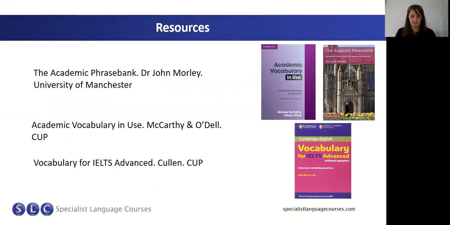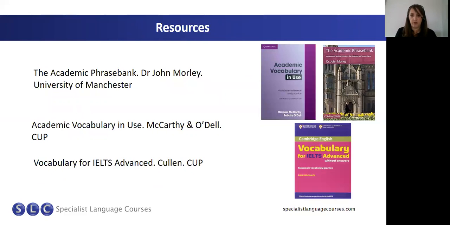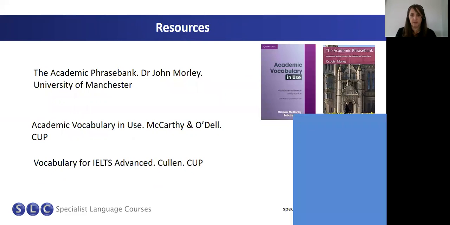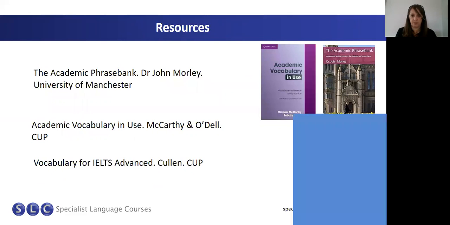There are some further resources that you can use to help you improve your academic style. You can use the Academic Phrase Bank, which has been compiled by Dr. John Morley for the University of Manchester. There is a self-study book, Academic Vocabulary in Use, as well as Vocabulary for IELTS Advanced by Pauline Cullen. So there are a variety of academic vocabulary books that you're able to use in addition to the IELTS course books that you may already be using, and in addition to vocabulary for IELTS course books as well.